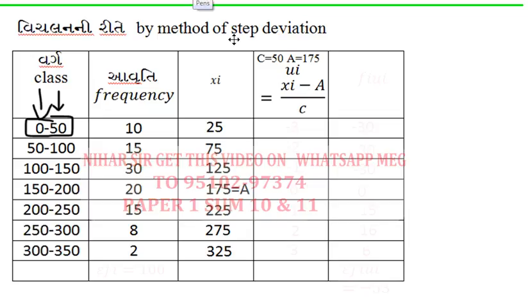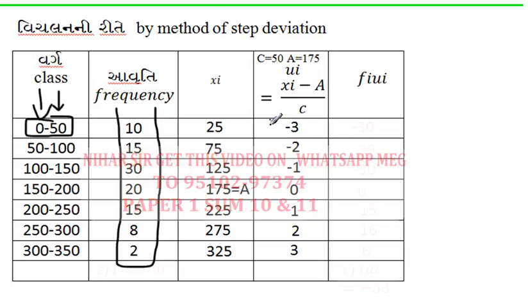Now what I will do, wherever I have taken A, in front of it put zero, and going upward it goes in minus: -1, -2, -3, and downward this is +1, +2, +3. So as per my opinion, this is the easiest method for which you should go. Now fi ui, so this is the frequency column and this is the ui column.